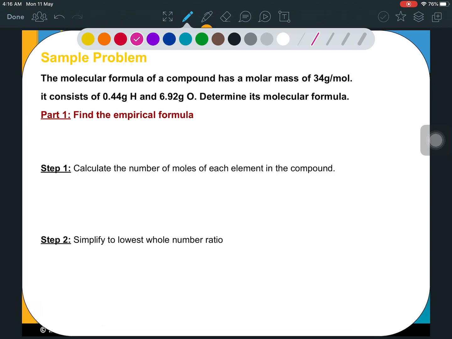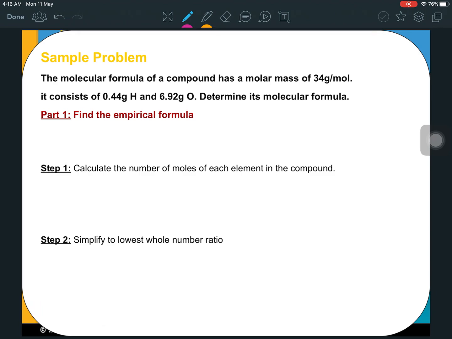All right, so first of all, we are given the mass of hydrogen and the mass of oxygen. We're also told in the question that the molecular formula of the compound has a molar mass of 43 grams per mole. This will come into play later. We're not going to look at it now because right now we're just trying to find the empirical formula. This has nothing to do with us yet because this is a molar mass, not a mass.